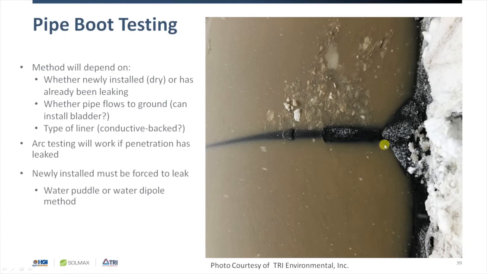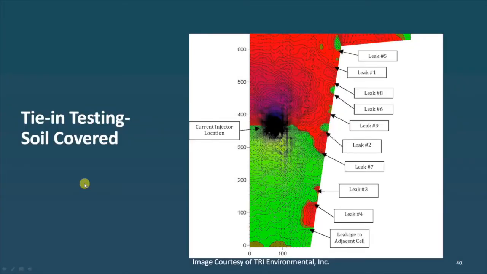This particular pipe boot, we were able to put a bladder in it to keep it from flowing to ground during the testing event. If the geomembrane is conductive back, then that doesn't matter so much. So it really depends on the type of liner and the configuration and the state that it's in during the test. Let's talk about tie-in testing.